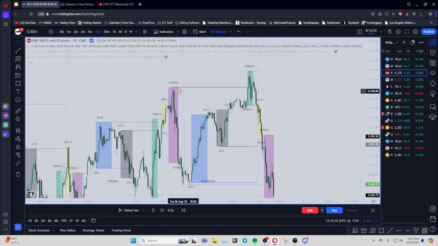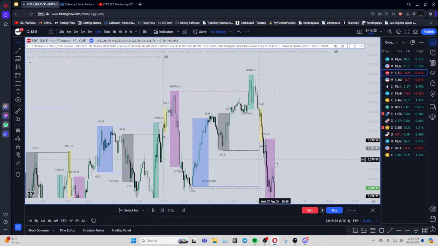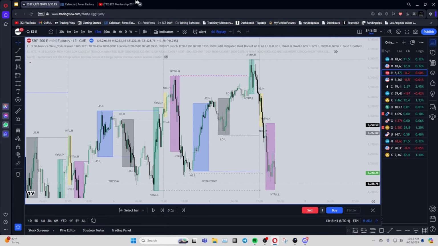And then as I showed you up here, we swept this buy side. Well, that was the only buy side that was left. So it's likely we're going to go to sell side now. That's our reversal.